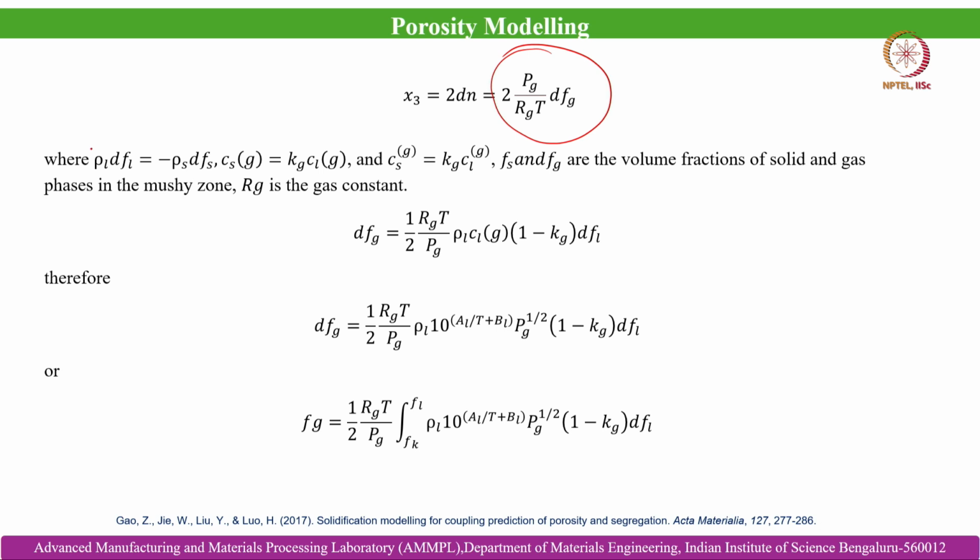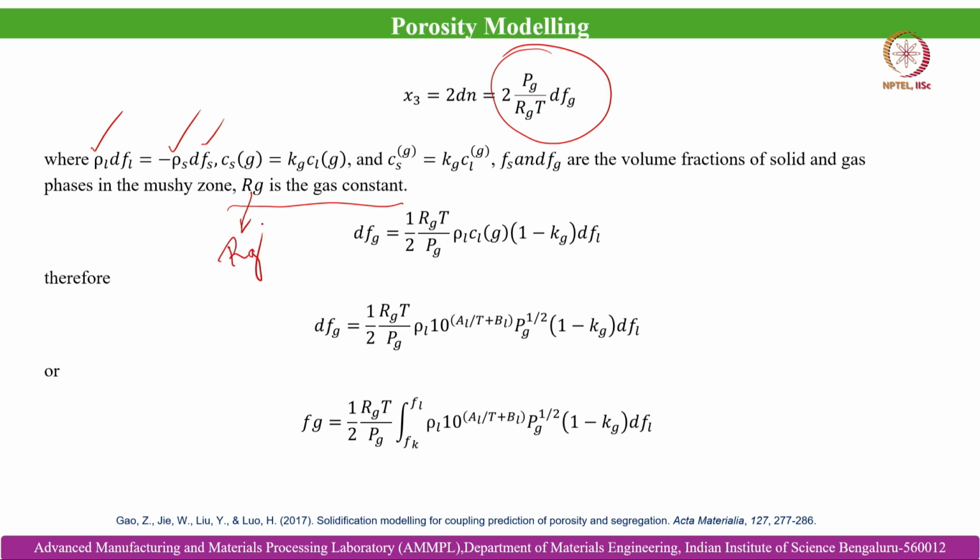So, rho L is nothing but the liquid density, rho S is the solid density, and this is the change in liquid fraction, this is the change in solid fraction, and CSG is equal to Kg CLG, I mean gas concentration in liquid. So, Fs and Fg are the volume fractions of solid and gas phases in the mushy zone, and Rg is the universal gas constant. So, this is the Rg, again it should be the subscript, please correct it.